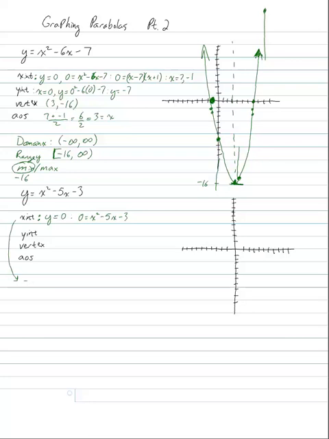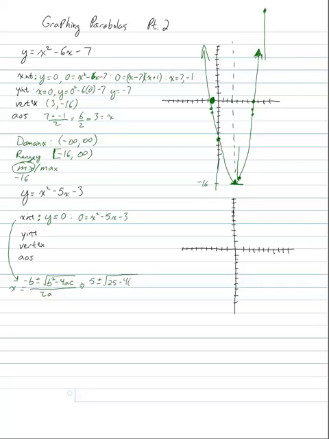So the quadratic formula is negative b plus or minus the square root of b squared minus 4ac, all over 2a, and that equals x. That gives you your x. So I'll sub in. I will get negative b, so negative negative 5 is 5, plus or minus the square root of b squared, so negative 5 squared is 25, minus 4 times 1 times negative 3.